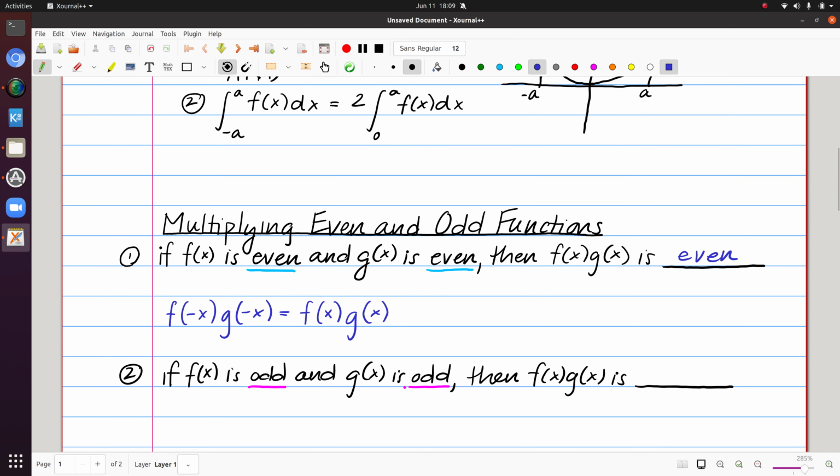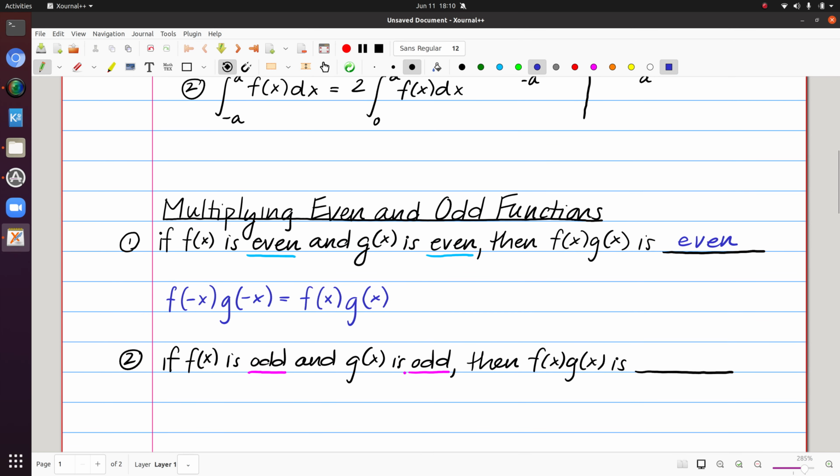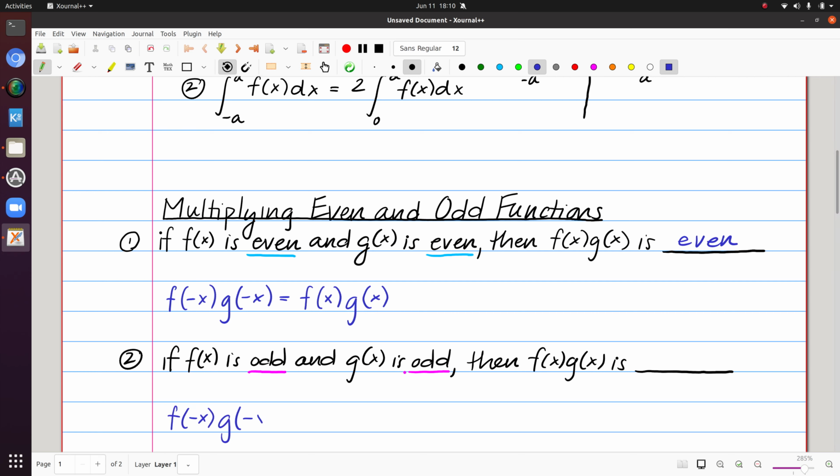If I multiply two odd functions together, again, let's think about the product. We would want to consider what happens to f of minus x times g of minus x. Because f is odd, we can replace f of minus x with negative f of x. Because g is odd, we can replace g of minus x with negative g of x. But notice that those negative signs being multiplied together are going to cancel. And so we actually just get, again, f of x times g of x. So multiplying two odd functions gives us an even function.